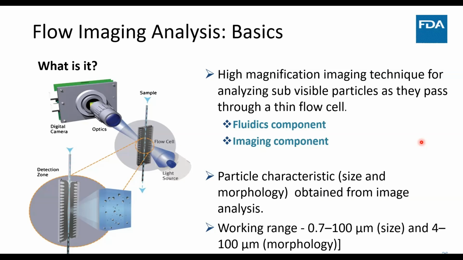Let me correct that. Based on the flow cell you're using, you could go as high as 300 or 400 microns for size reading. But when it comes to morphology, the lowest particle size range we can accurately quantify or detect its morphology is between about 4 to 5 microns.